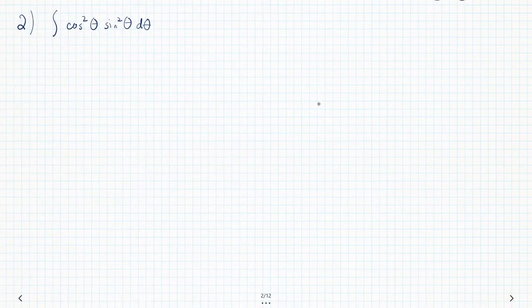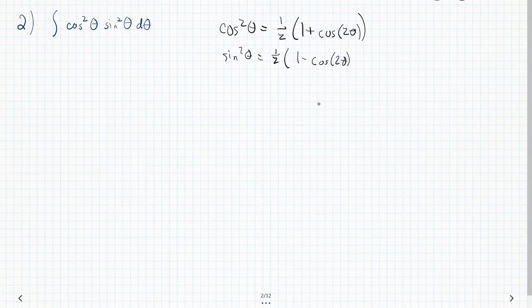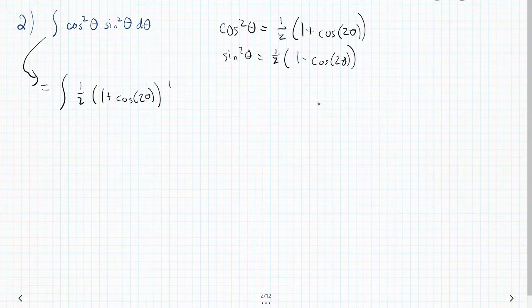Alright, so our next one, we have the integral of cosine squared theta sine squared theta d theta. Well, in this case, we have a nice identity for cosine squared theta and sine squared theta. Cosine squared theta is 1/2 times 1 plus cosine of 2 theta, and sine squared theta is 1/2 times 1 minus cosine of 2 theta, I believe. Okay, so with that in mind, this integral is equal to 1/2 (1 plus cosine of 2 theta) times 1/2 (1 minus cosine of 2 theta). And then we have the d theta.